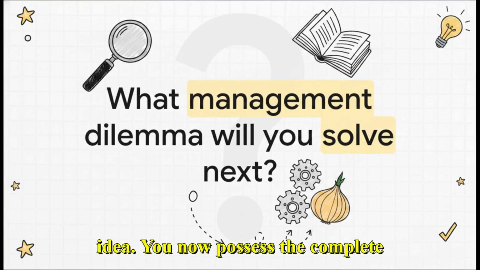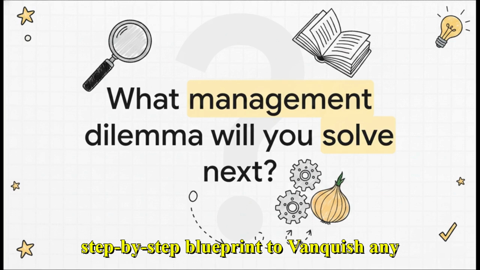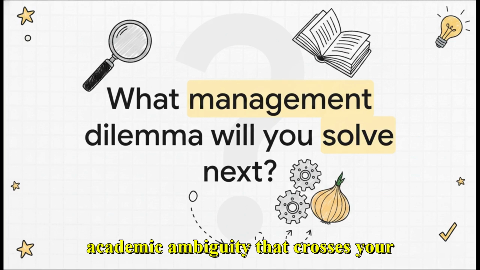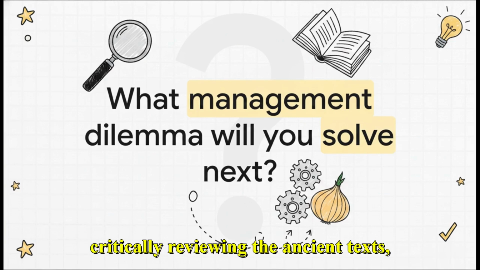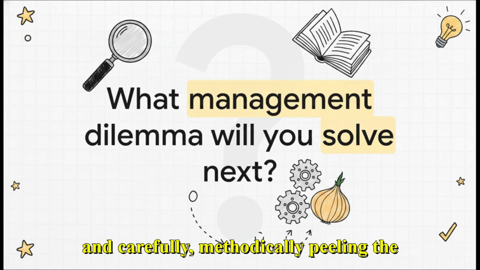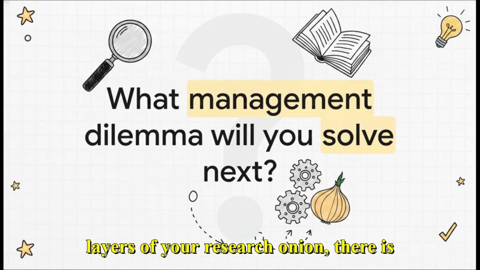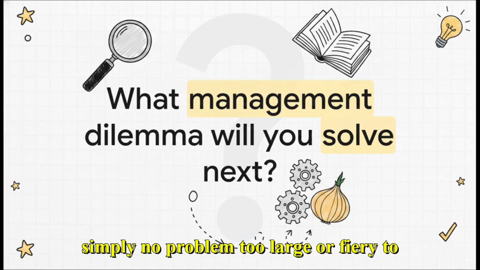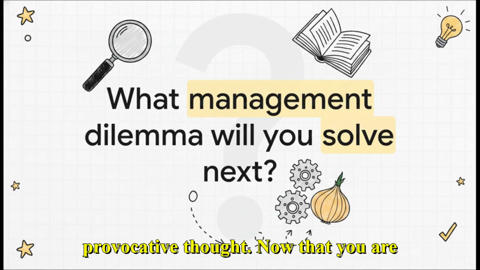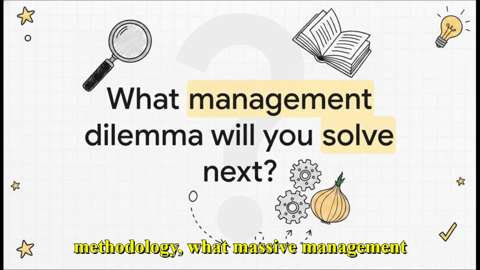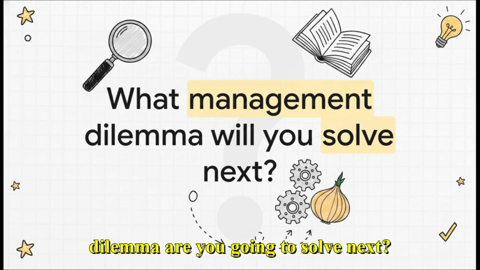You now possess the complete step-by-step blueprint to vanquish any academic ambiguity that crosses your path. By starting with the raw dilemma, formulating razor-sharp questions, critically reviewing the ancient texts, and carefully, methodically peeling the layers of your research onion, there is simply no problem too large or fiery to tackle. So I leave you with this final provocative thought. Now that you are fully armed with this magical methodology, what massive management dilemma are you going to solve next?